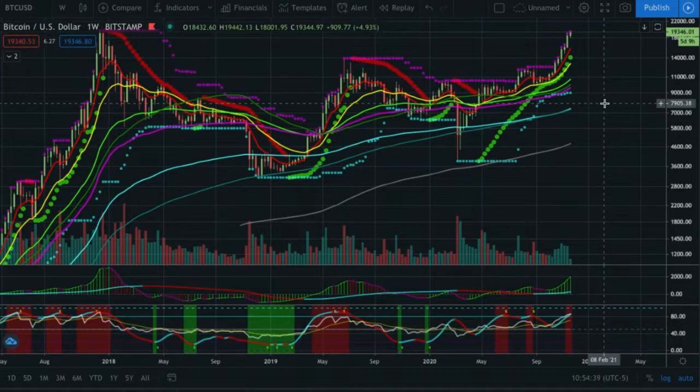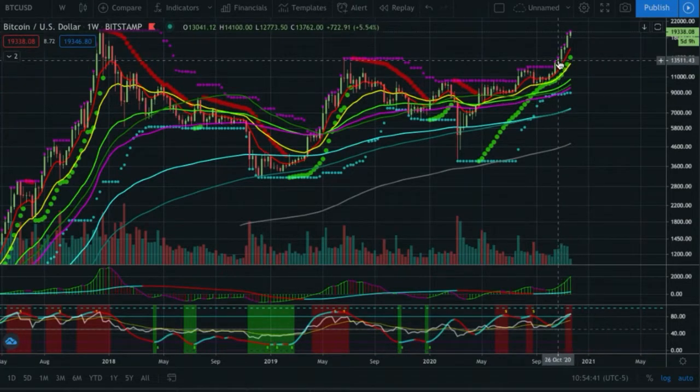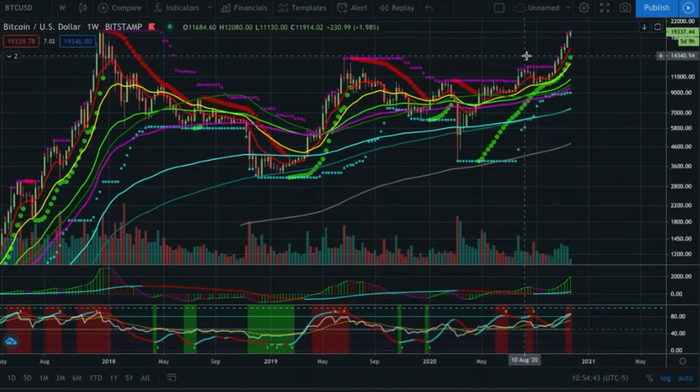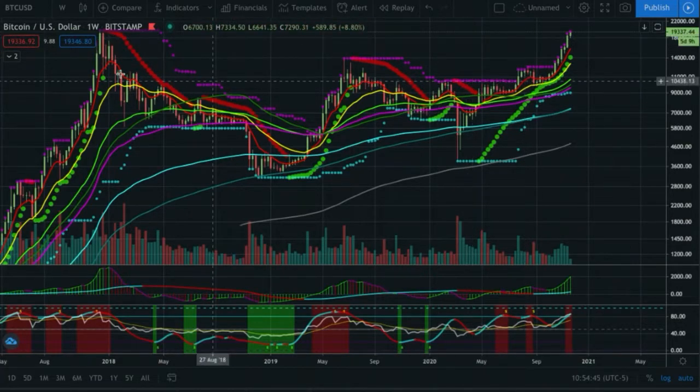But once again, you don't want to just get bearish and assume that everything's just going to sell off right now or top out or whatever. What we're looking for is a blow off top type scenario, something like this.